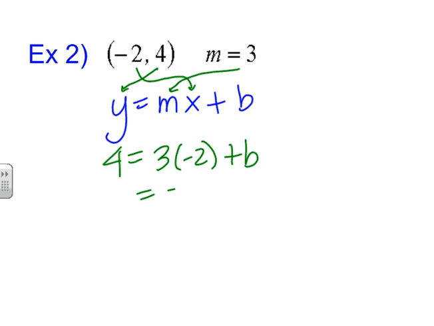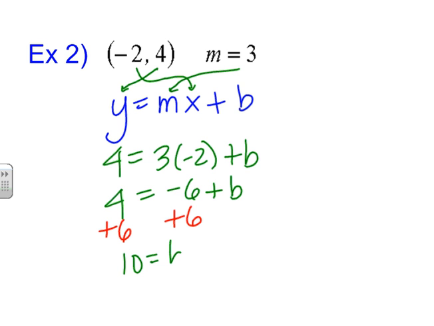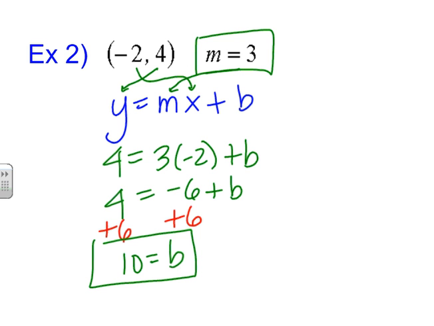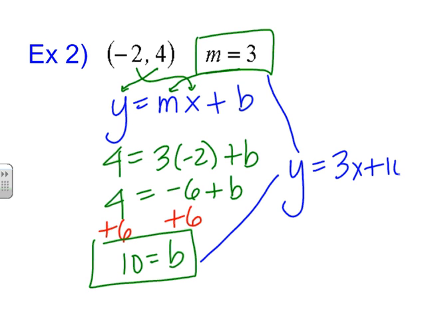3 times -2 is -6. Plus the y-intercept is 4. So -6 plus something will give us 4. In order to do that, we use inverse operations. The opposite of -6 is a +6. And 4 plus 6 is 10. So we find out that the y-intercept is 10. The y-intercept is 10, and the slope is 3. I can take this information and write myself an equation of the line. Y equals 3x plus 10.